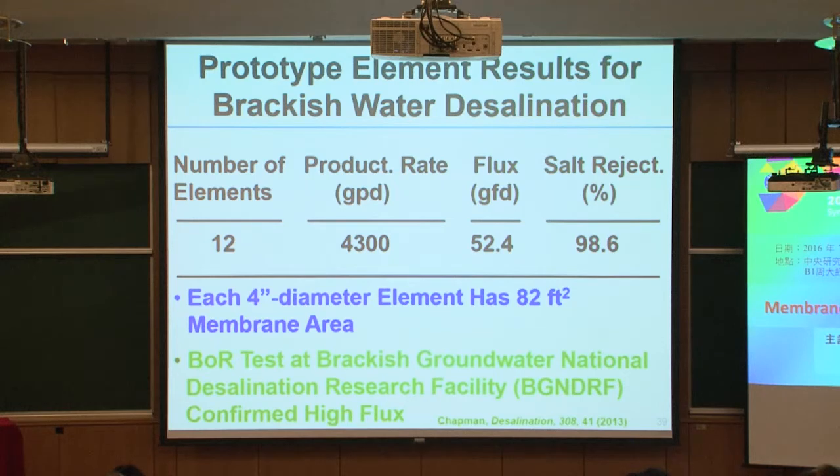Then the Bureau of Reclamation took our membrane and tested it at the Brackish Groundwater National Desalination Research Facility. It's an alphabet soup, a very long abbreviation. This happened to be in Alamogordo, New Mexico, where they have a water shortage issue. Their groundwater is very salty, a brackish water. Essentially, it's an independent third-party evaluation of our membrane, and they confirmed our high flux, compared with the best membrane available in the market today.